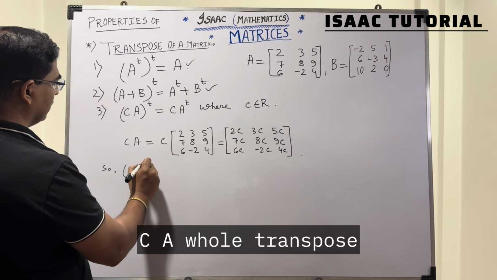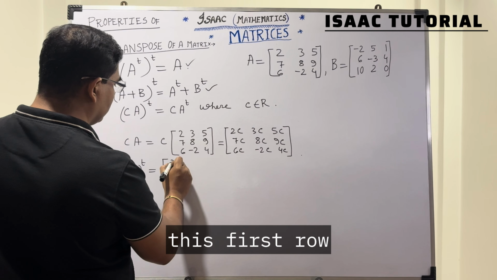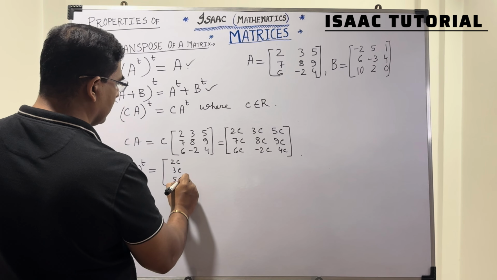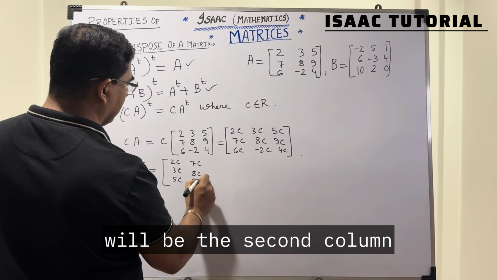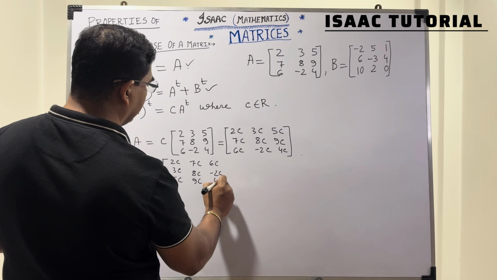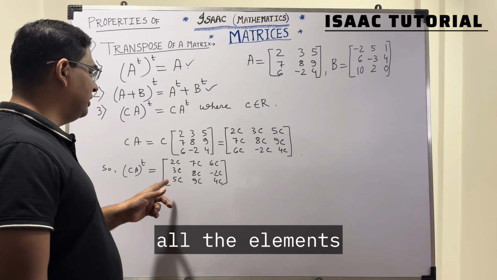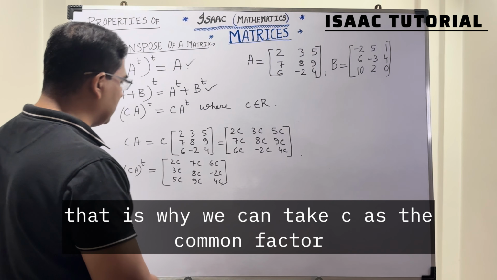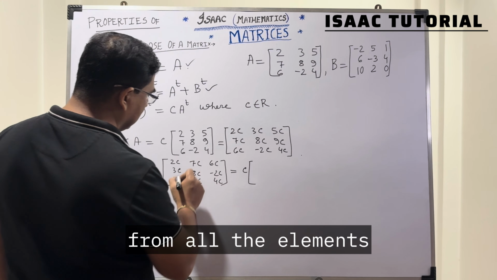CA whole transpose is equals to this first row will be the first column. The second row will be the second column. This third row will be the third column. In this matrix, all the elements are multiplied with the scalar C. That is why we can take C as the common factor from all the elements.